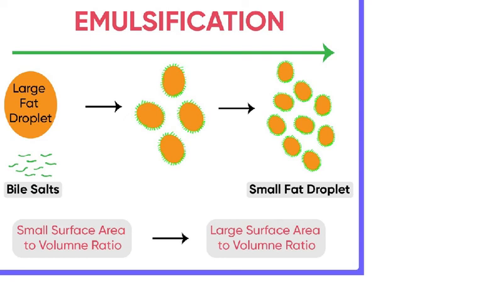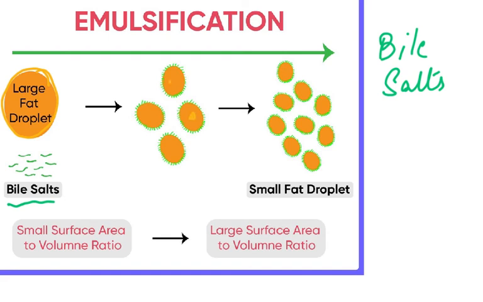Now we've understood that bile contains bile salts. So we've got these bile salts, then you have a large fat droplet. So the bile salts emulsify fats. They break this large fat droplet into smaller droplets, and they've coated it with the bile salts, and that has made them into smaller fat droplets.